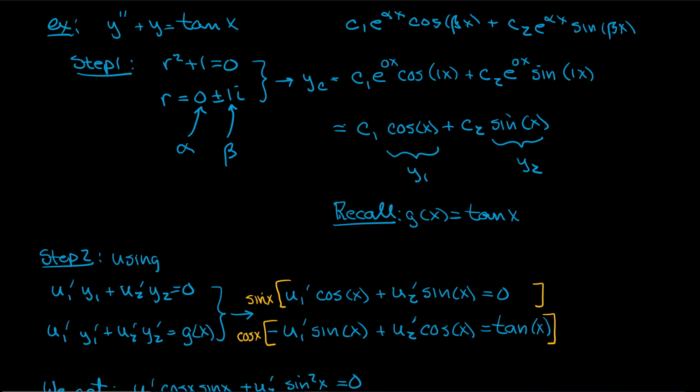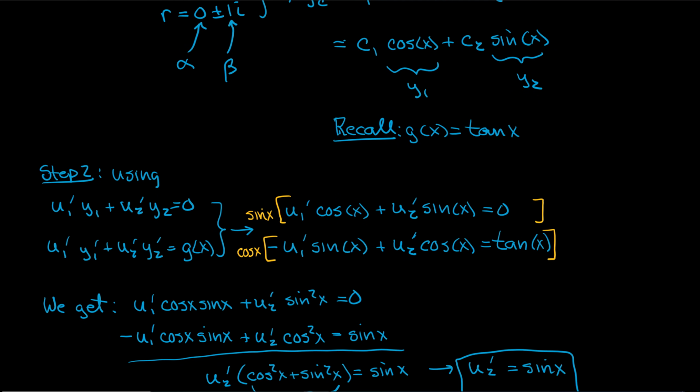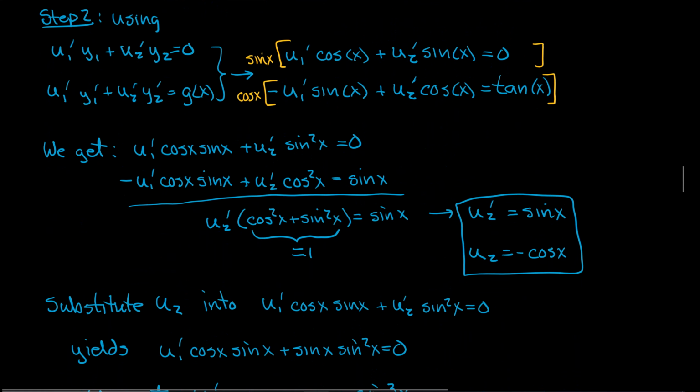We're heading into step 2. In step 2, recall that we're going to have the two equations that are over here on the left side. We're going to have our u1 prime y1 plus u2 prime y2 equals 0. And our second equation is going to be u1 prime y1 prime plus u2 prime y2 prime. The sum of those two equals g of x, which is tangent of x in this case. Okay, what on earth do we do with this?